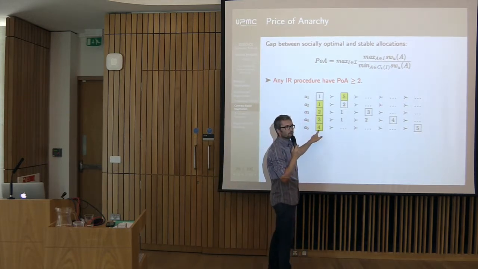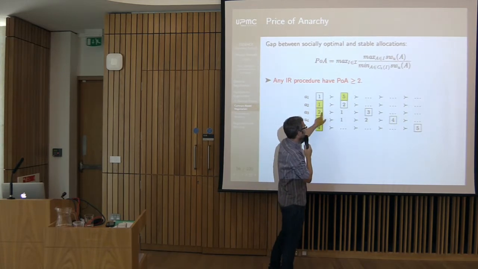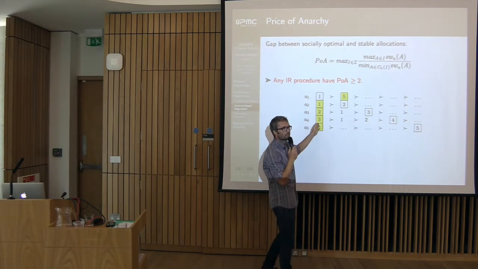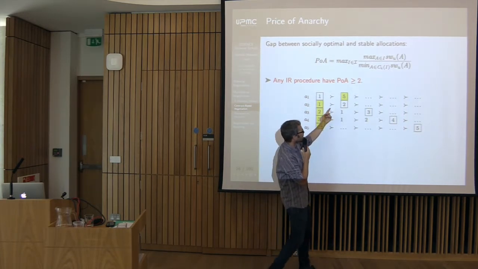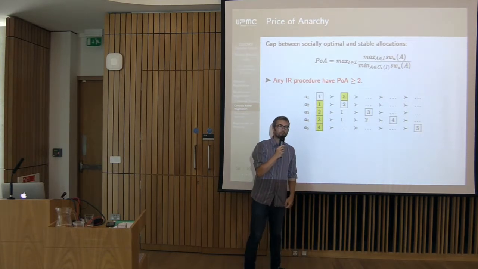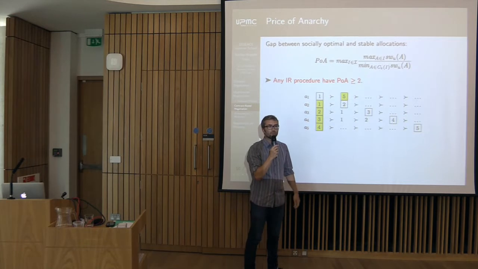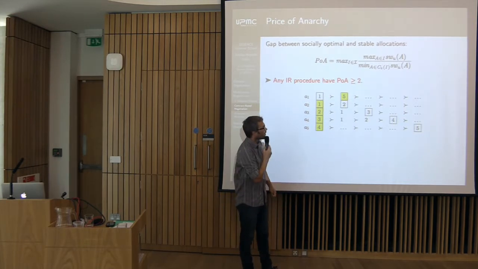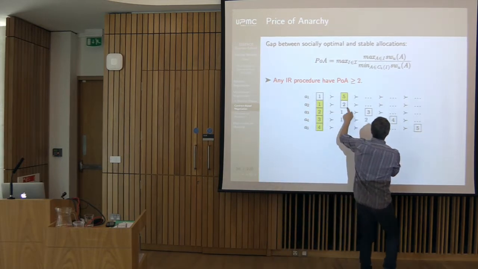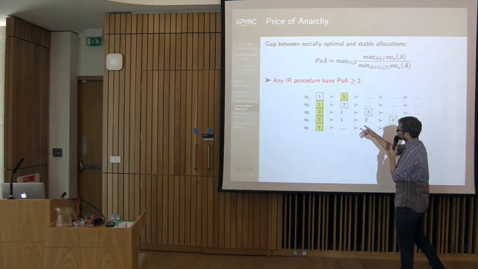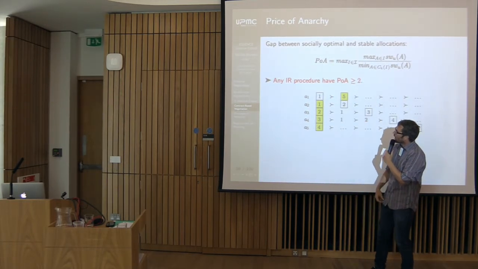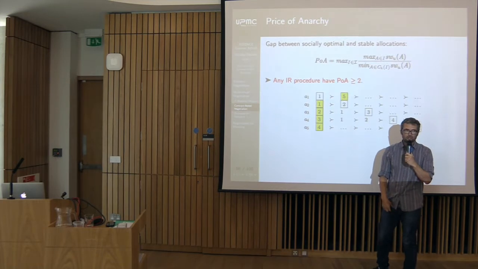In terms of social welfare, this is a much better allocation. This is almost the best item for everyone except the second item for this one. So if I have n people, that's about n squared, right? That's very good. But if I start from this allocation here, this diagonal, white allocation, I will be stuck in this allocation.